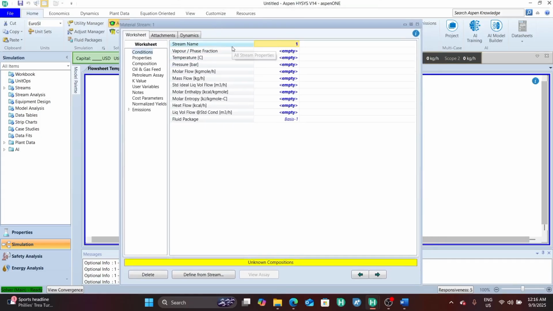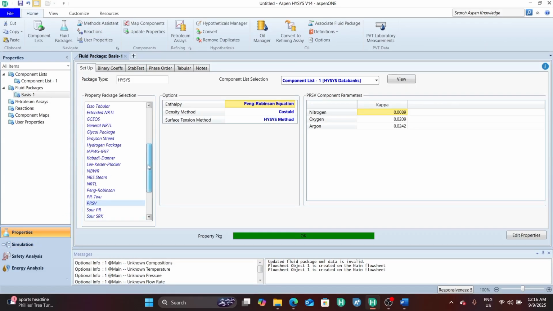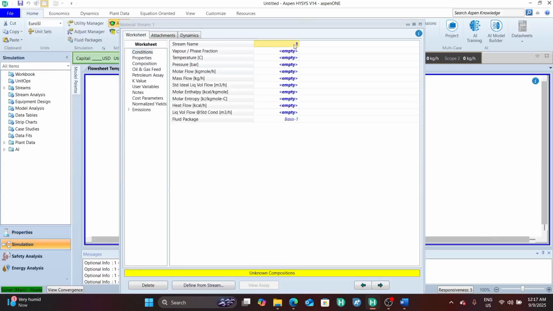So, today our fluid package of the day is not Mr. Peng Robinson. Unfortunately, Peng Robinson is not versatile in this case. Peng Robinson is suitable for hydrocarbons. Today we are not dealing with any hydrocarbon, we're dealing with nitrogen, oxygen, and argon. So PRSV right here is the fluid package of the day, as it is more accurate for this type of process.